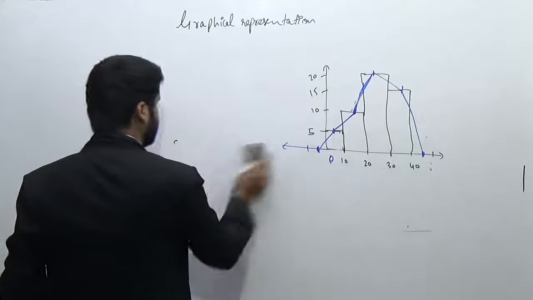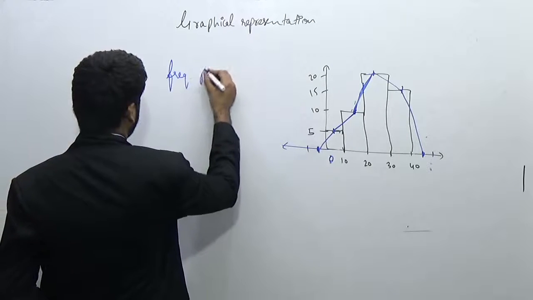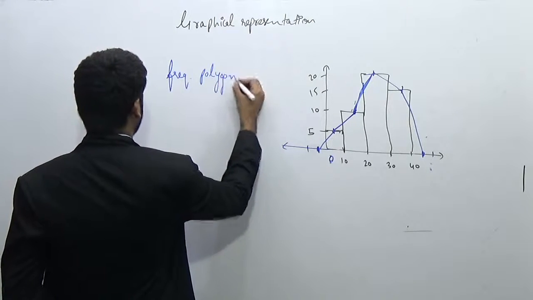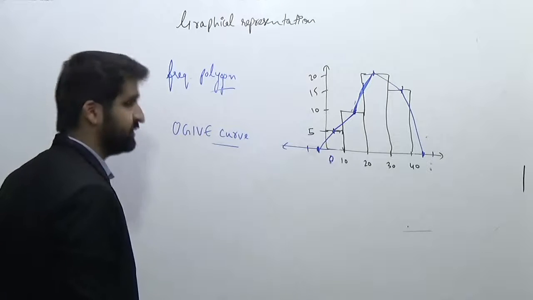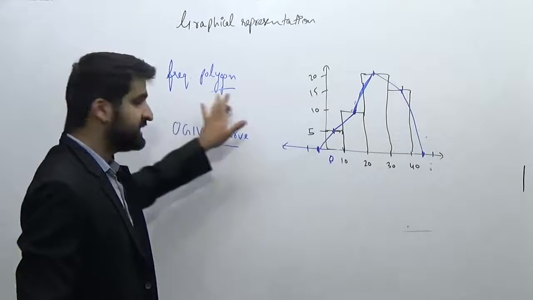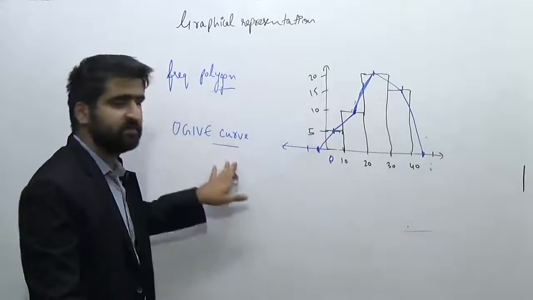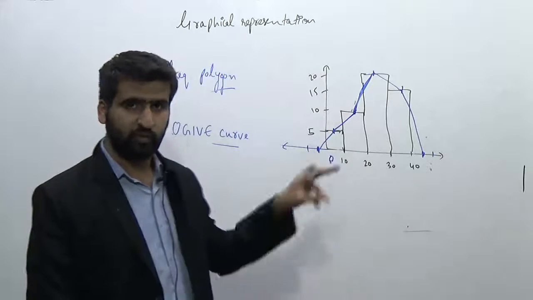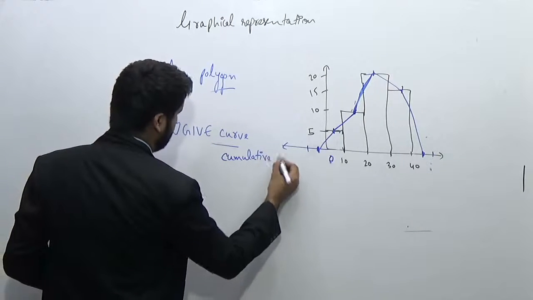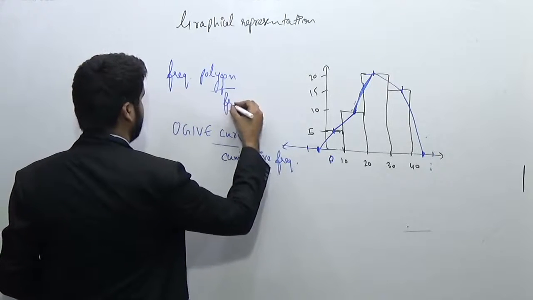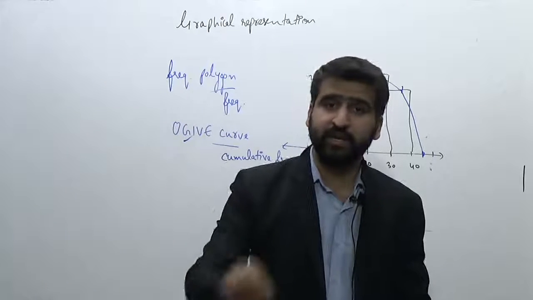Guys, there's a common confusion between a frequency polygon and an ogive curve. There's a very big confusion among some people. Now see, the frequency polygon is made with the help of frequencies, but an ogive curve is made with the help of cumulative frequencies. So there comes a difference. The ogive curve comes from cumulative frequency, while the frequency polygon is made with frequencies only, right?